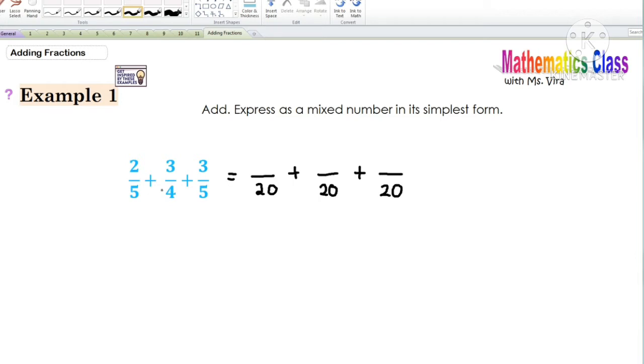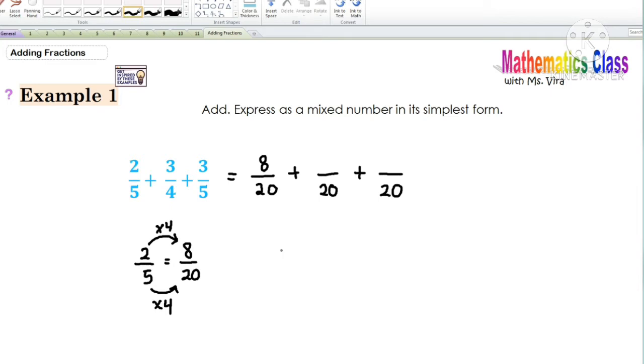Now 2/5 we exchange into a fraction with denominator 20. 5 times 4 equals 20. If denominator times 4, numerator also times 4. So 2 times 4, 8. So 2/5 exchange into 8 over 20.